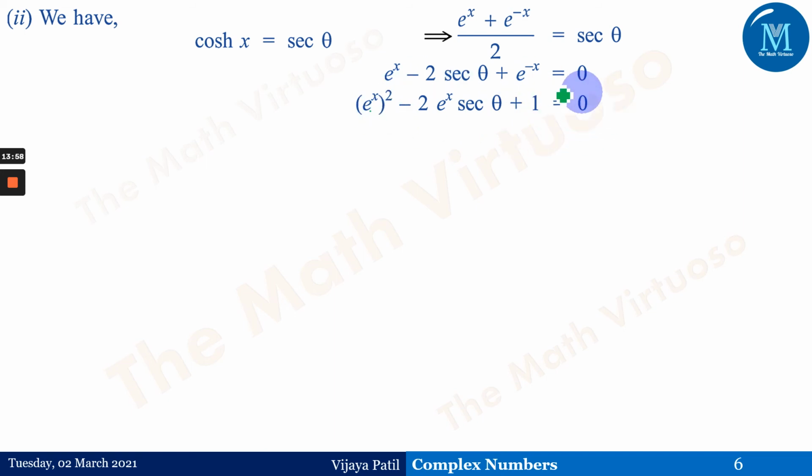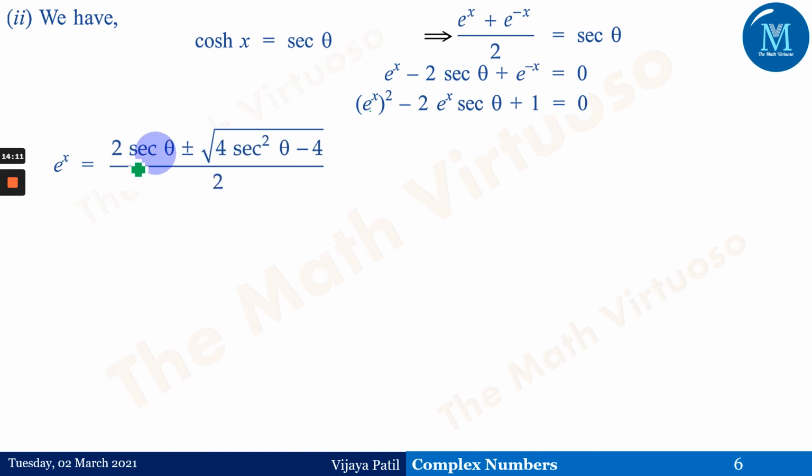By just putting the equation mode, that video is also available in the channel. You just have to look into how to use the equation mode to get the answers directly. You can do that, and you can have e to the power x equals 2 times sec of theta plus or minus square root of 4 sec square theta minus 4, upon 2.